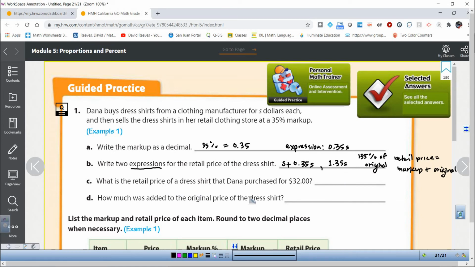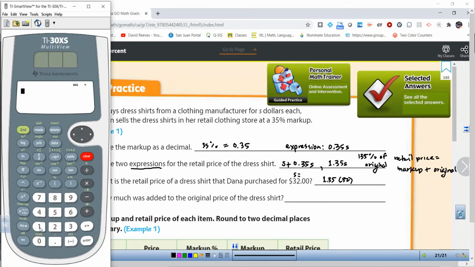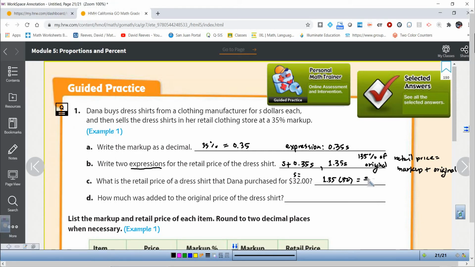Okay, what is the retail price if the shirt costs $32? So what are they saying? They're saying that S is 32. So I need to do 1.35S, with S being 32, and here is where my handy dandy calculator is going to come in handy. 1.35 times 32, and the answer I get is 43.2, but don't forget this is money. So 43.2 is $43 and 20 cents. $43.20.